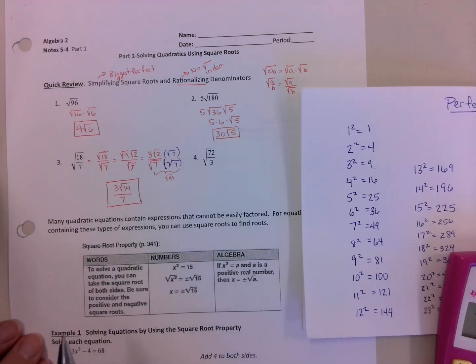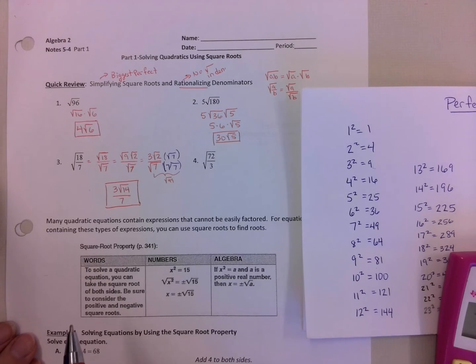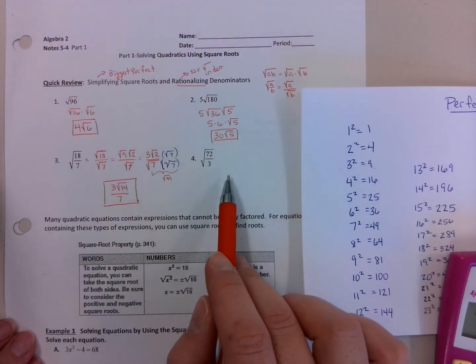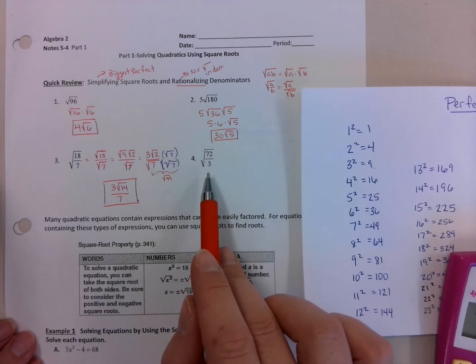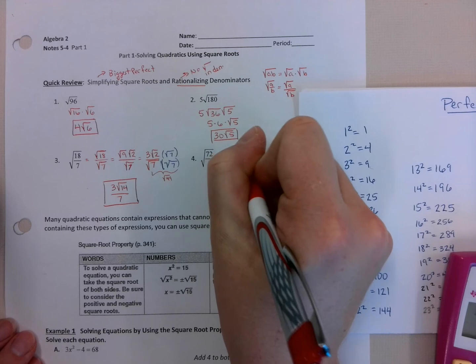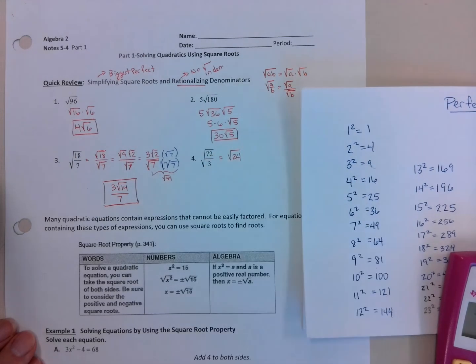All right, looking at number 4, if you jump in too quickly, you're doing a lot of work. So I don't want to break it up as square root of 72 and 3. I want to reduce first. And 72 divided by 3 is simply 24. So it's the square root of 24 over 1, or the square root of 24. That just got a lot easier.